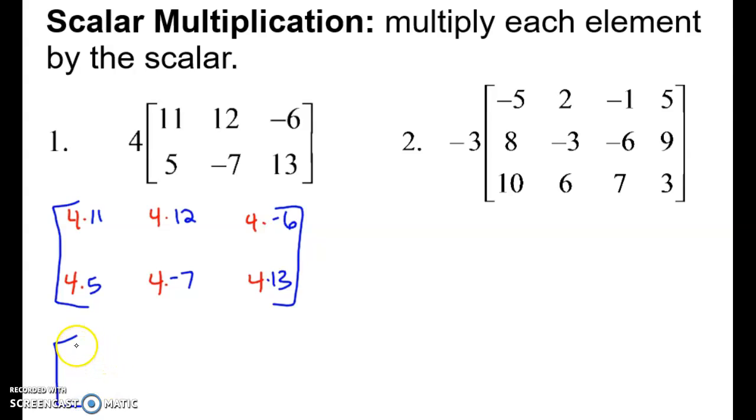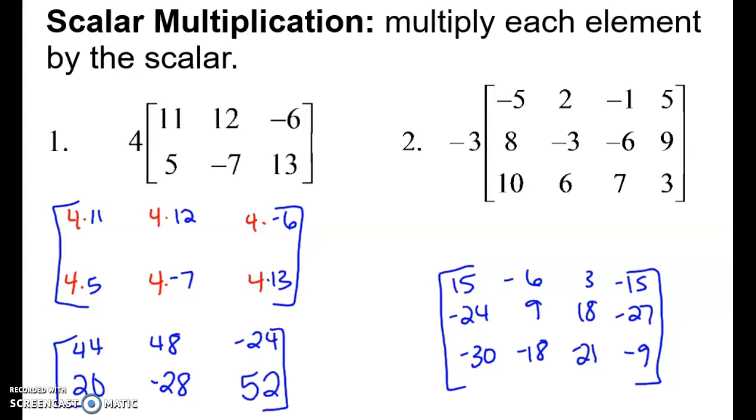So your new matrix would be 44 going left to right, 48, -24, we've got 20, -28, and 52. All right, go ahead and pause it. Try the second one. All right, check your answer for number 2, and then we'll head to the next problem.